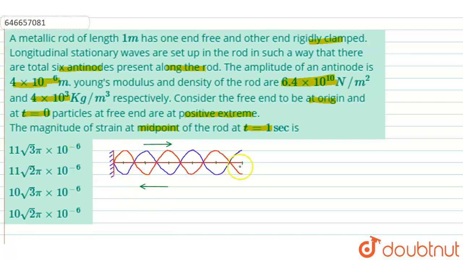Now there are a total of 6 antinodes, it is mentioned in the question, right? And the origin is here. We are taking x equals 0 at this point, right? So this is the 6th antinode and this is the first antinode.